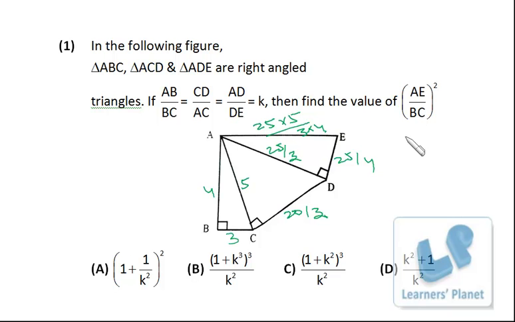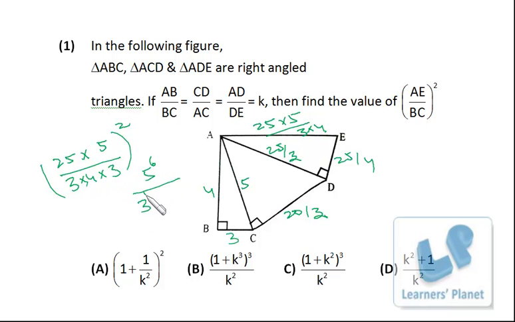Now we have to find out AE square by BC square. So AE is this, that is 25 into 5 by 3 into 4, and BC is 3, and we have the square, right? So that is (125 by 36) square, okay, or I can say 5 raised to 3 upon 3 raised to 2, 2s are 4 into 2 raised to 4, so 3 into, or we can say 5 raised to 6 upon 4.